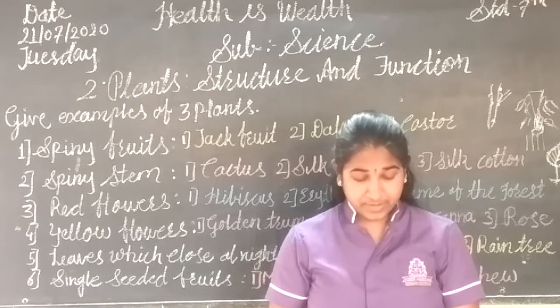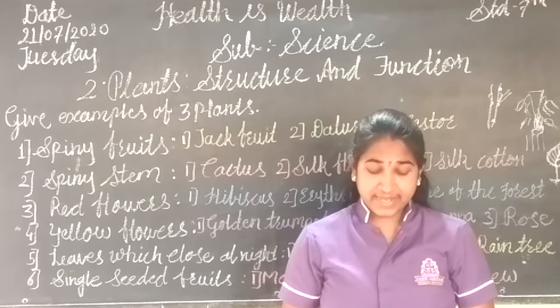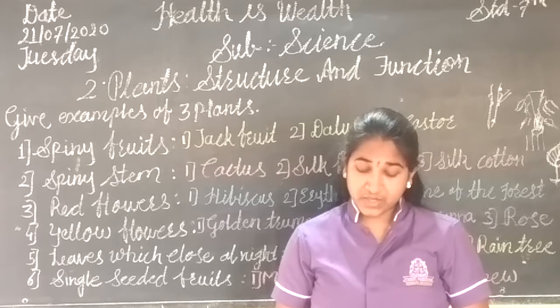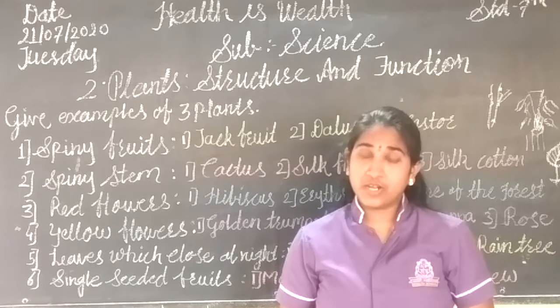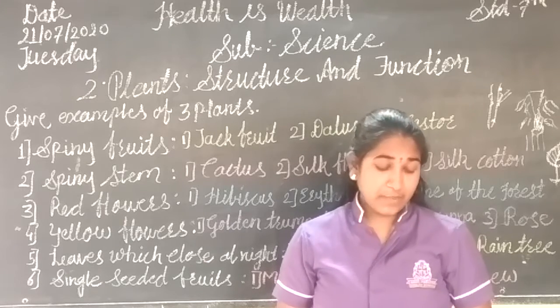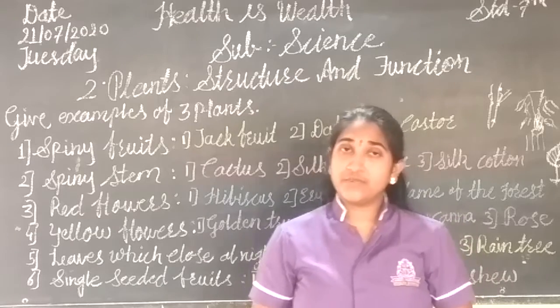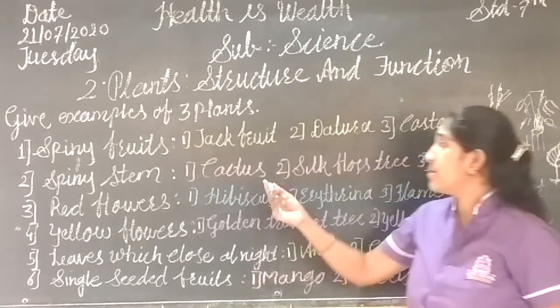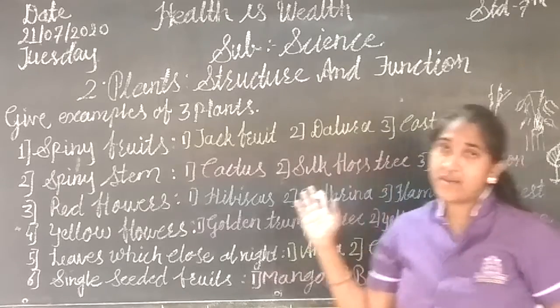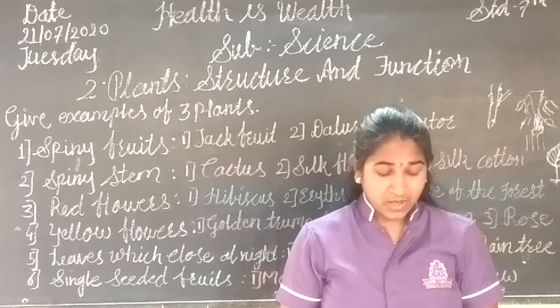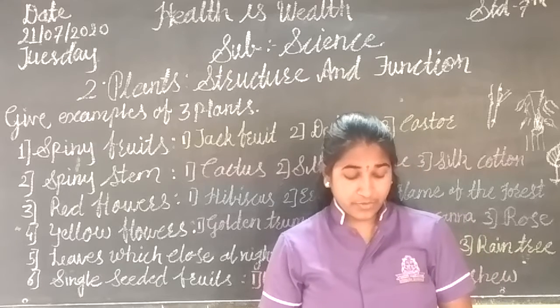Then fertilization. The ovules or egg cells in the ovary are fertilized by the pollen grains fallen on the stigma. This process is called fertilization. See, now the next topic is about the fruit. That means in this lesson we learn about fruits, stem, nodes, leaves, flowers.